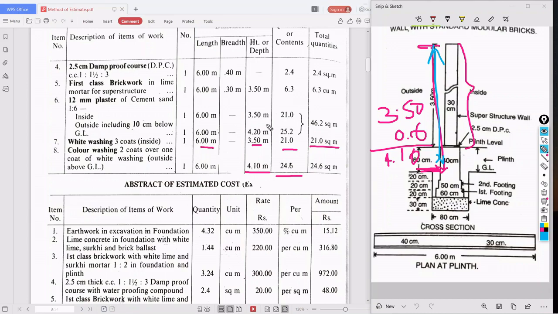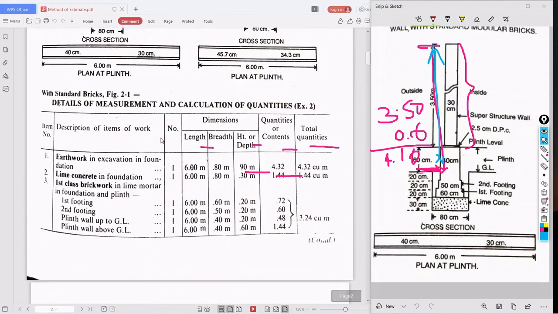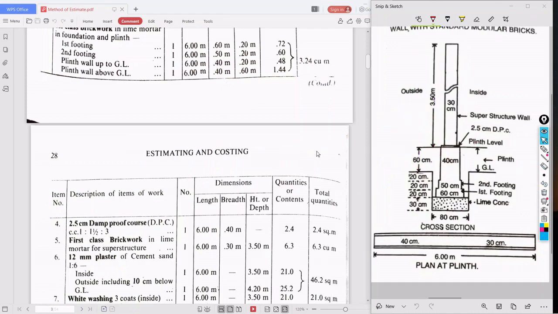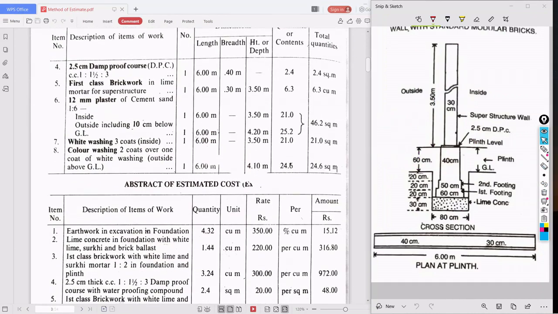So now our part is to do the estimation. Once we do the details of measurement and calculation of quantities in the estimate form, you will get the quantities. So what is the total quantity? We need to see the total quantities. What is the total quantity for, one minute?